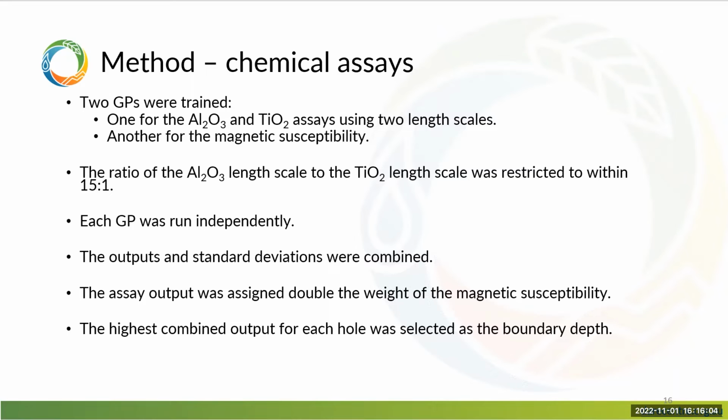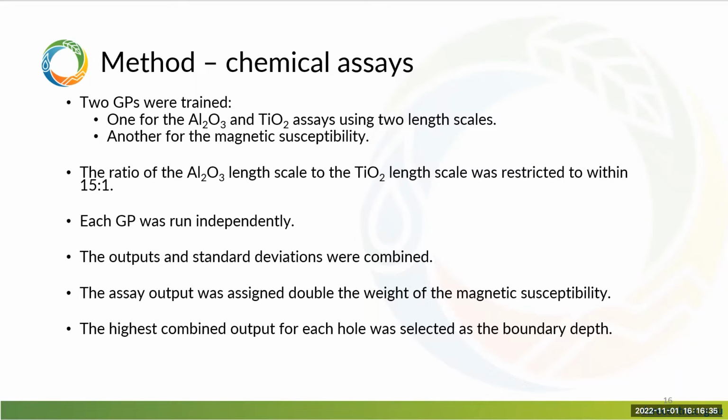For the assays, to make sure that both assays were used in the prediction, the ratio of the length scales was restricted, because otherwise sometimes it can make one assay by far the more dominant and the more controlling of the output. Once each GP was run, the mean and standard deviation were combined, with the assay GP given double the weight because it has 2 data inputs, and this gives a roughly equal weight to each of the 3.